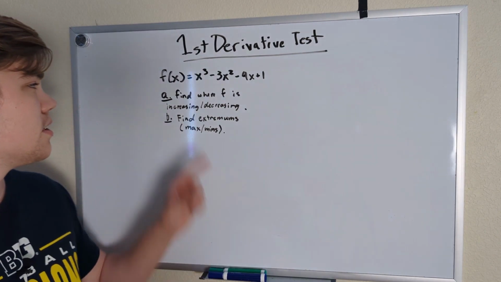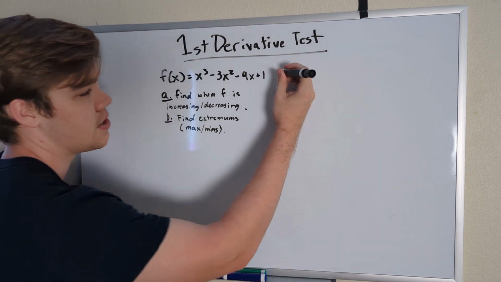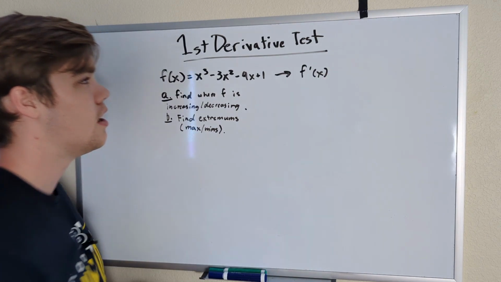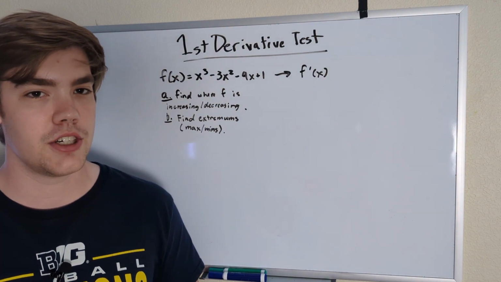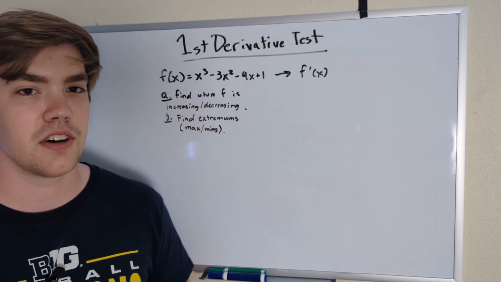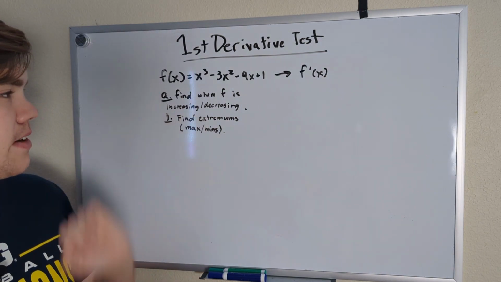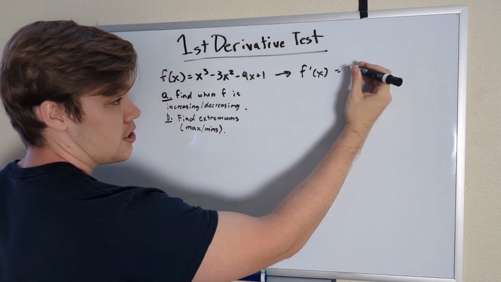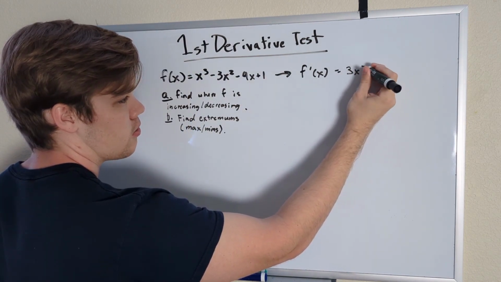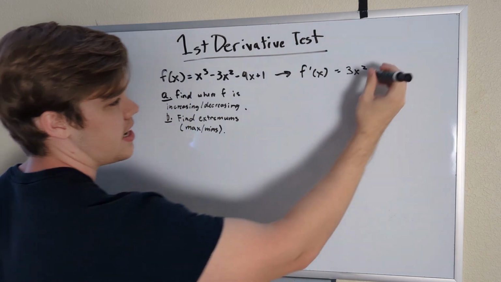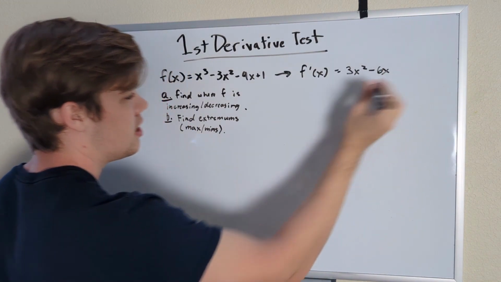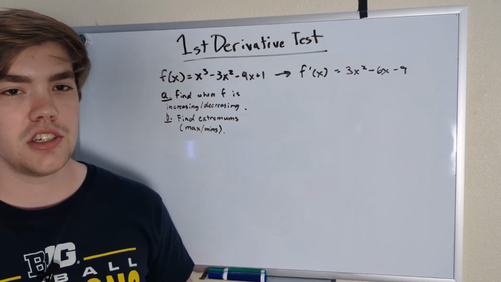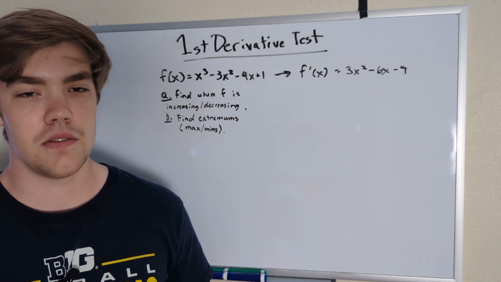The first thing we need to do in this problem is find the derivative of f of x. That, of course, is f prime of x, and we're only looking for the first derivative here. We'll talk about the second derivative test in a future video, but let's do the first derivative test first. f prime of x is just equal to the derivative of f of x. Using the power rule, we get that the derivative of x cubed is 3x squared. The derivative of -3x squared is -6x. And the derivative of -9x is just -9. The derivative of 1 is just 0 because the derivative of any constant is just 0.